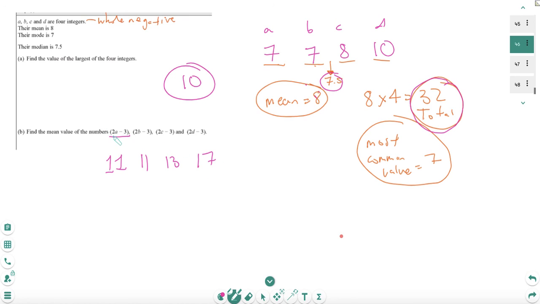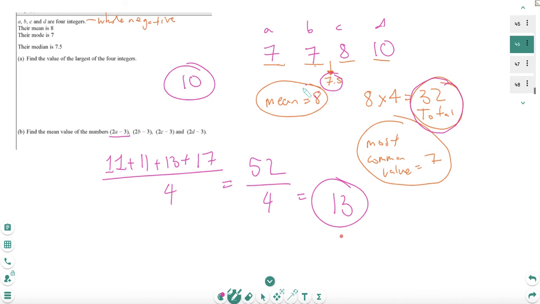Now we have to find the mean. To find the mean, you add up all the values and divide them by the number of values. So we have 4 values. 11 plus 11 plus 13 plus 17. Well, this is 30 plus 22 is 52. 52 divided by 4 is 13. And that is the mean of these values, okay? And that's how you solve this problem.